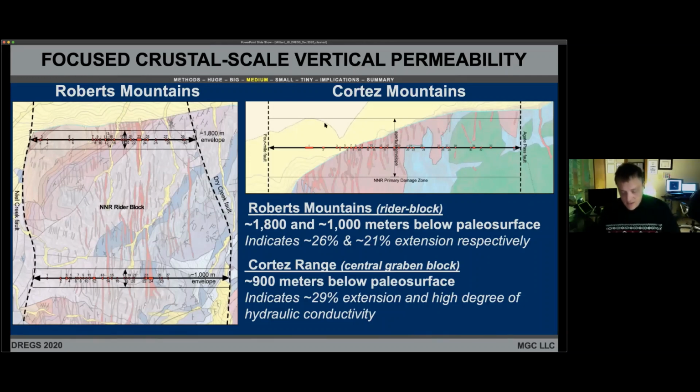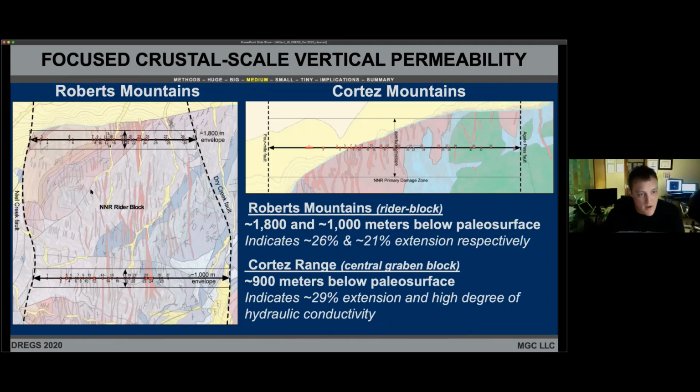What we did here was use these dikes as proxies for dilation and aperture opening of structures that we get tied to faults, basement-mounting faults at the surface. So it's kind of a gross approximation, but we can use the dikes and the widths of dikes to approximate extension or change of permeability, which is really kind of a more gross assumption. But what we're able to see is at different depths beneath the Miocene paleosurface, we have an order of magnitude greater amount of extension occurring in these structural corridors.